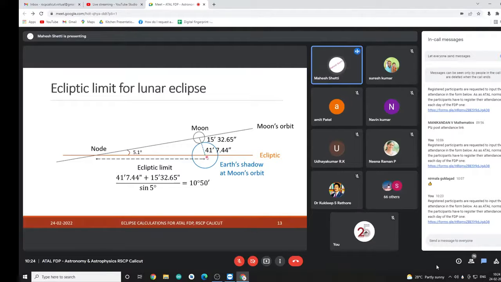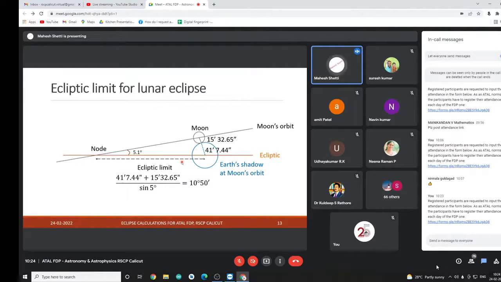When the sun is within the ecliptic limit of 10 degrees 50 minutes, and if it is a full moon day, then a lunar eclipse will take place. So on each side it is 10 degrees 50 minutes, approximately 11 degrees. And the sun moves about 1 degree per day. So we have 11 degrees and 11 degrees, 22 degrees of region available around the node.